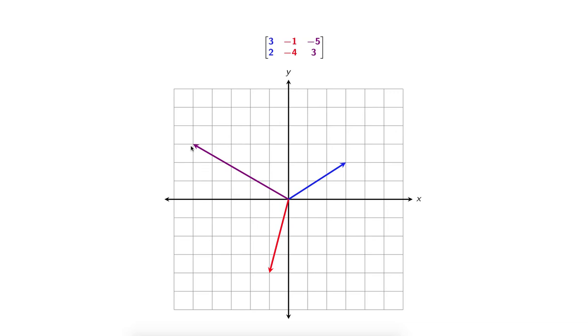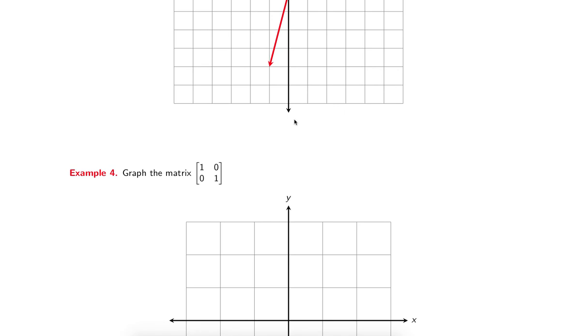So again, if we look at a matrix as vectors in the same coordinate plane, we get this matrix. And in the next series of videos, we're going to take a look at matrix multiplication. But we got a few other things to talk about first. But example 4, we're going to graph the matrix 1, 0, and 0, 1.